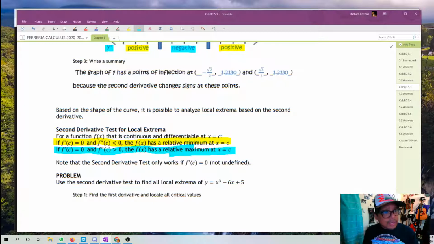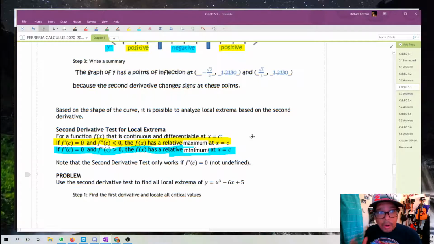So I think this looks backwards here for me, because this is concave down, and this should be a relative maximum. So let's go ahead and change that for you. Okay, that looks a lot better.